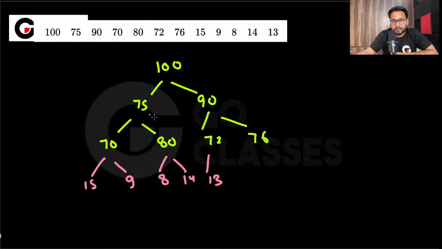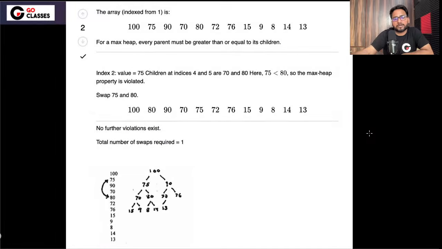What about if I swap these? I think if I swap, this will be 80 and everything here will be below this. Yeah, I think I can swap this, right? And they're not asking about the heap operation, they're just asking about the array swap. So maybe 75 and 80 we can swap. So the number of swap operations needed is just one. Great.